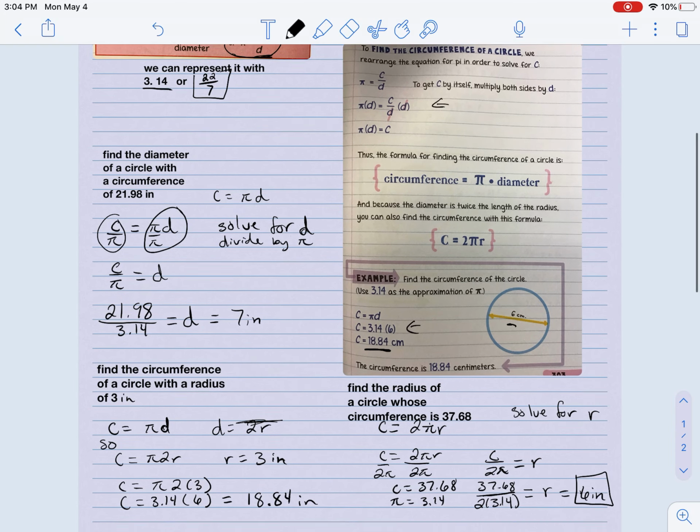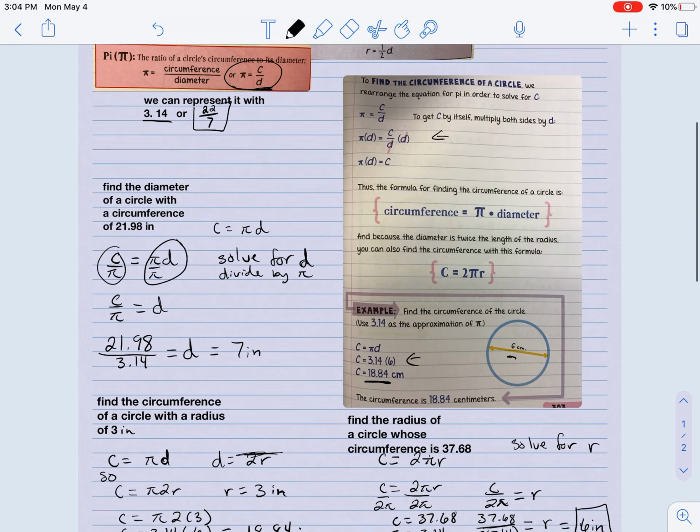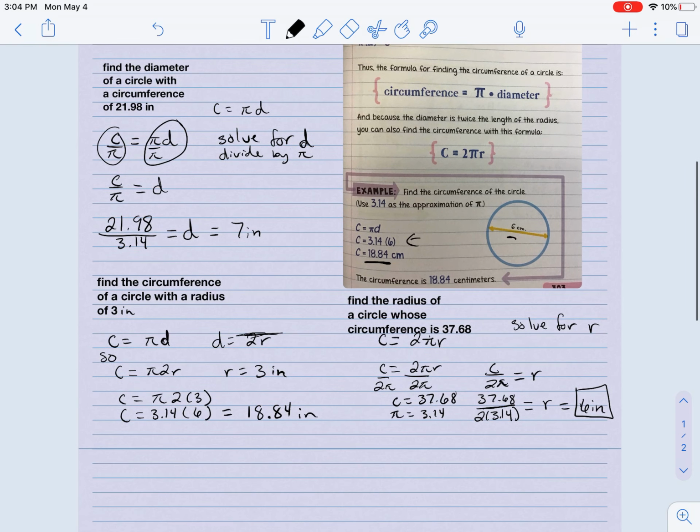Now I have two more examples down here, where we're actually finding the radius. In this first one, find the circumference of a circle with a radius of 3 inches. You set it up as c equals pi times our diameter. But just note that diameter is 2 times our radius. So where we see that d, we switch it out with 2 pi r, and that's what I did right here, because 2 times your radius is the same as your diameter.